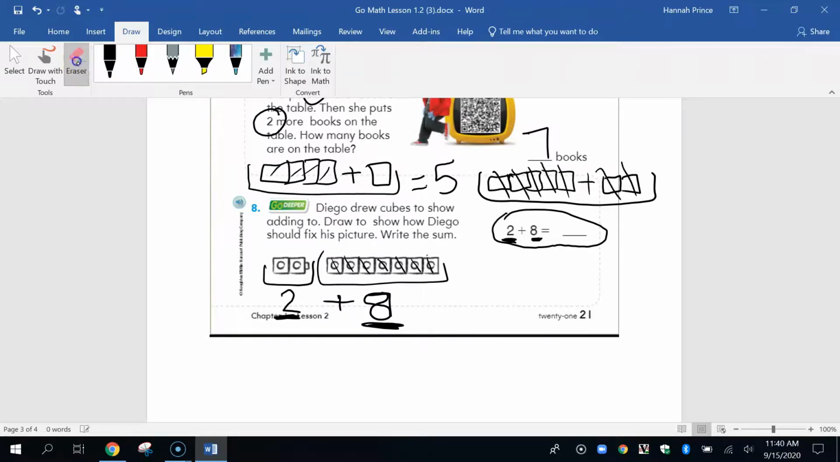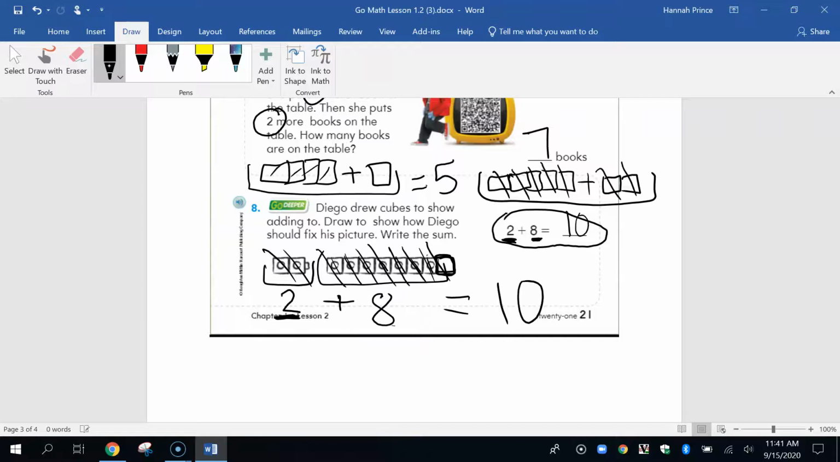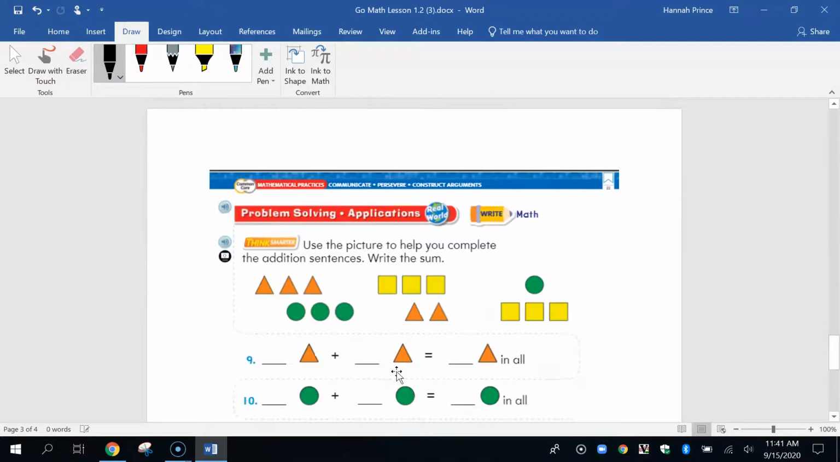We need to add another cube so that this number makes 8. So, I'm going to erase. We want it to say 8, so we need to add another cube. 1, 2, 3, 4, 5, 6, 7, 8. Now we have 2 plus 8. What is 2 plus 8? 1, 2, 3, 4, 5, 6, 7, 8, 9, 10. We're going to put 10 cubes. Okay.